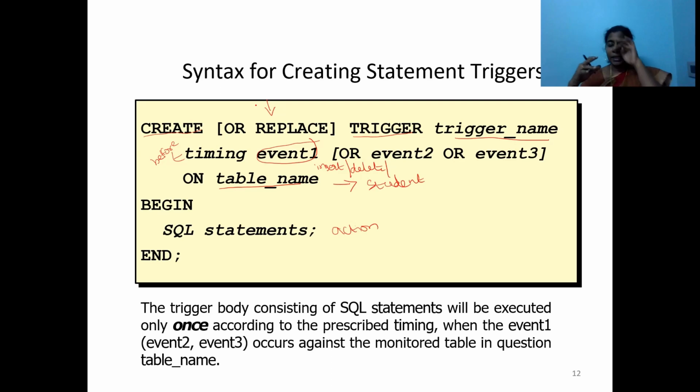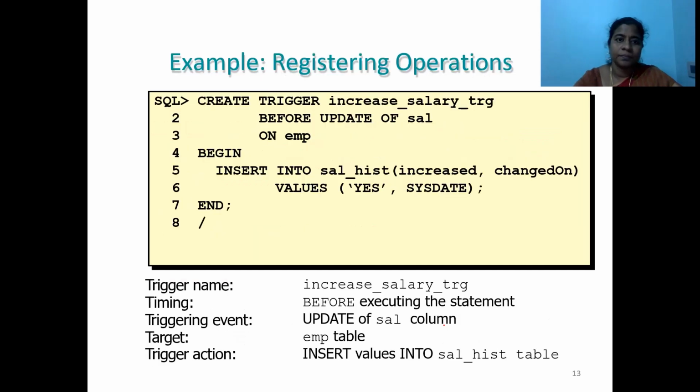Normally while we are creating a view also we use this create or replace. The same thing. And the trigger body consisting of SQL statements will be executed only once according to the prescribed timing when the event 1 or event 2 or 3 occurs against the monitored table in question, the table name. We'll see an example.